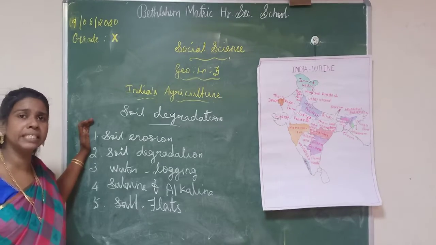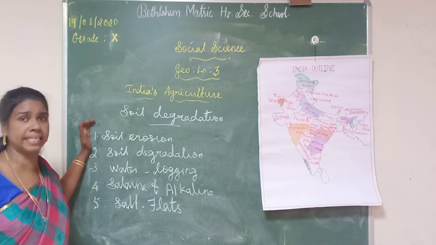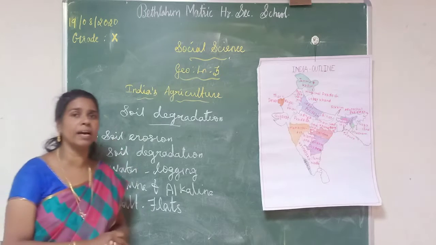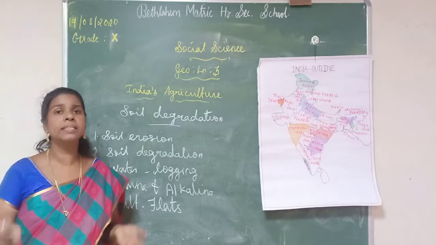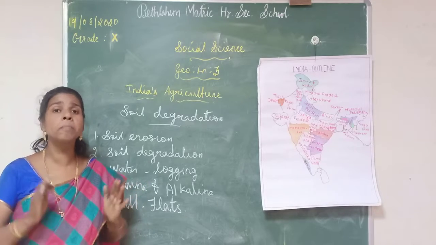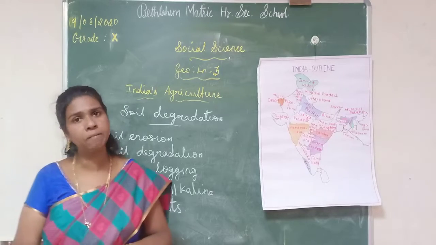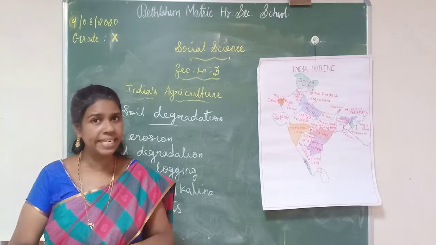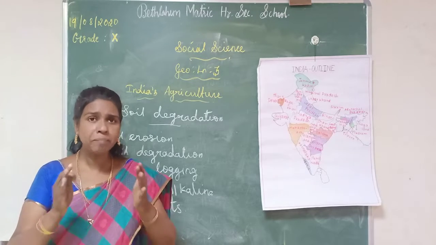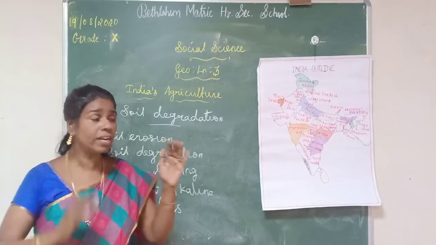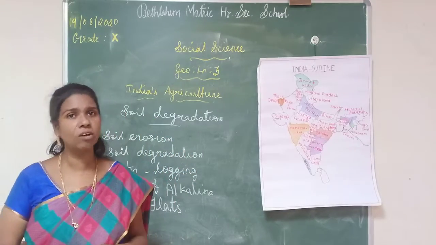The first one is soil erosion. Soil erosion occurs due to lack of trees and overgrazing. Mainly, soil erosion occurs because of deforestation. What is meant by deforestation? Very good. Cutting of trees. He said deforestation means cutting of trees, and because of cutting of trees, soil erosion will occur. This is one of the main problems in Indian soil.